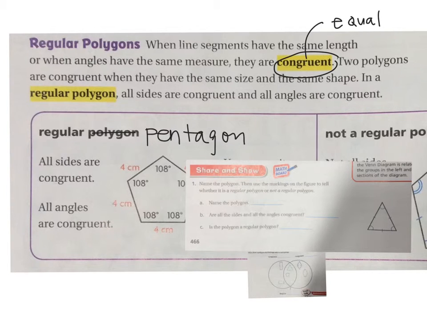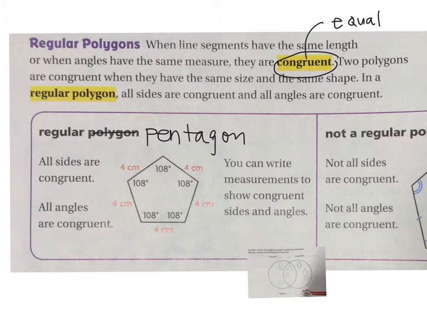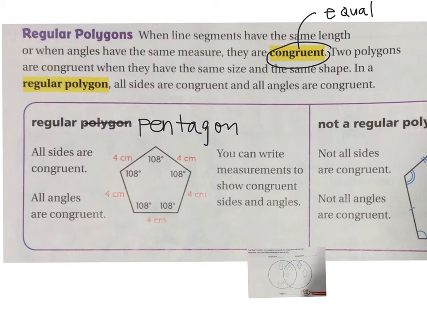Now, when we're drawing polygons, if I were to draw this pentagon, it might be hard to make sure, if I don't take out a ruler, that all sides are equal, right? Or that all angles are equal, right? So we can use markings. We could write the measurements just like they did, but we can also use markings. If I draw one tick mark through each side that has that same symbol, I know that that means it's equal.